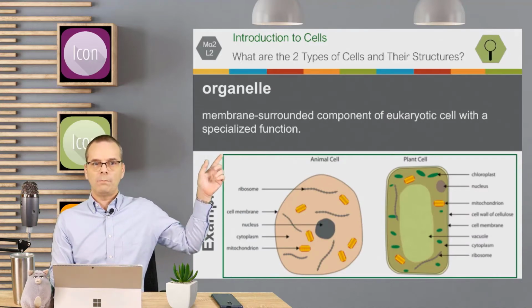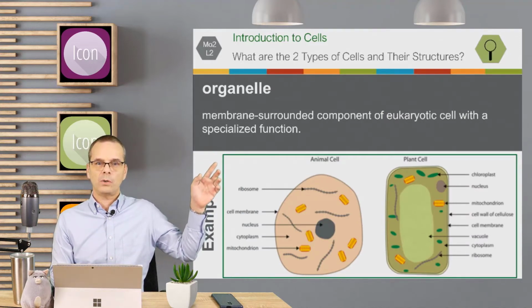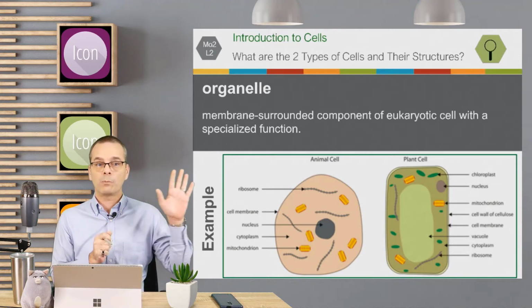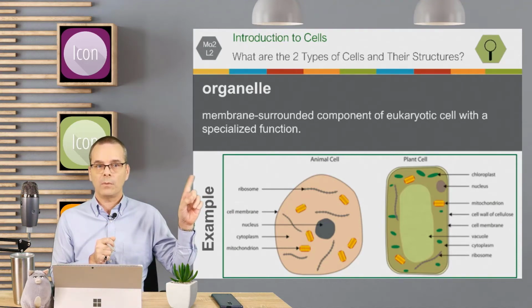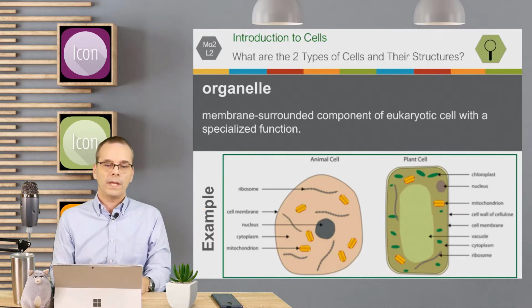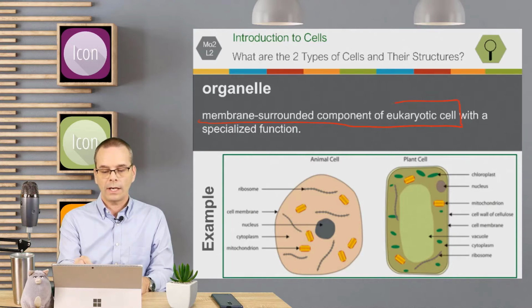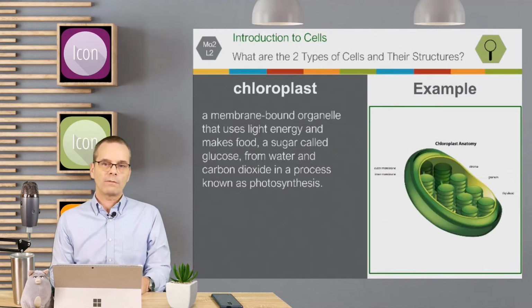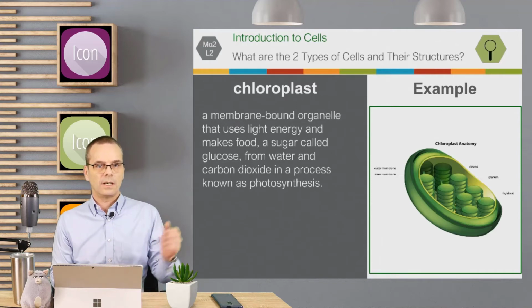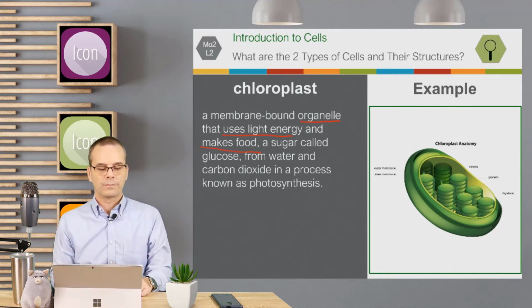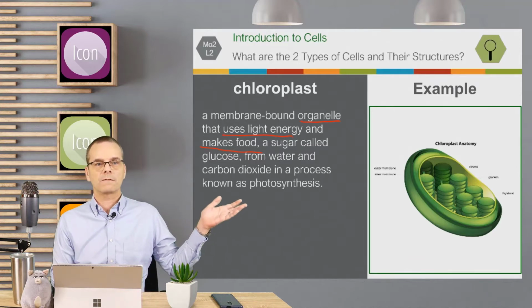Organelles are membrane-surrounded components of eukaryotic cells with a specialized purpose or function inside that cell. Keep in mind, prokaryotic cells do not have membrane-bound organelles, so they are components of only eukaryotic cells. Then you have chloroplasts. A chloroplast is an organelle inside a plant that uses light energy to make food. It's involved in the process of photosynthesis.